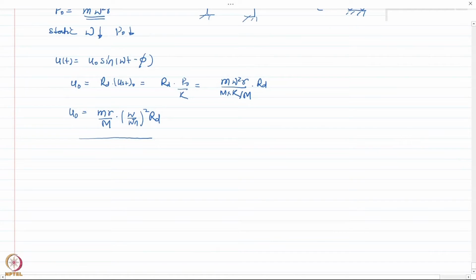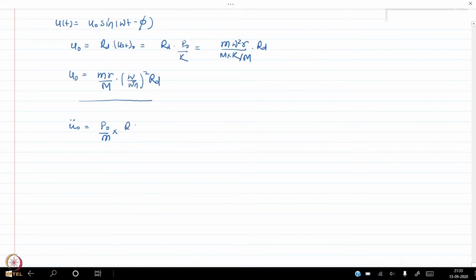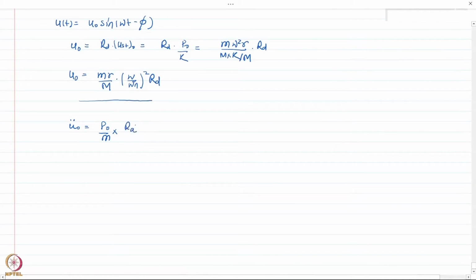Now similarly we can also obtain the expression for the acceleration. As you know, the acceleration amplitude u double dot naught is p naught by m times R a, where R a is the acceleration modification factor. Remember, these all come from the previous classes that we had discussed.